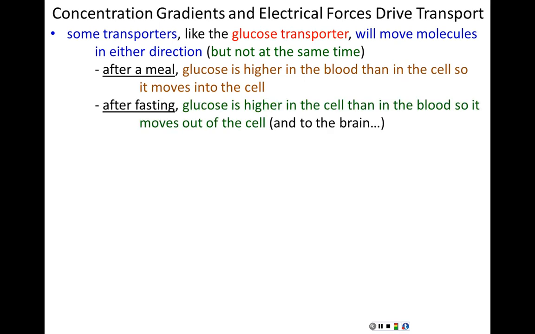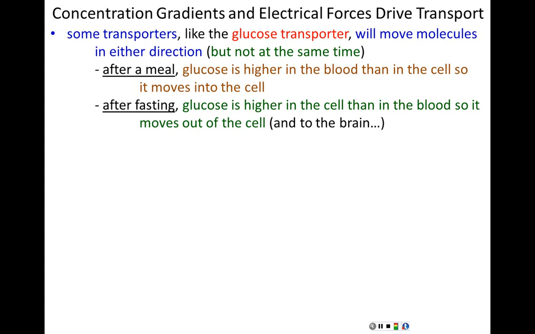However, if it's been a while since a meal, there's been some fasting, there's a higher level of glucose in the cell from glucose stores than there is in the blood. And so the glucose transporter just does what it does, allows glucose to travel along its concentration gradient, this time from the region of higher concentration in the cell to the region of lower concentration in the blood. And so glucose leaves the cell through the glucose transporter.